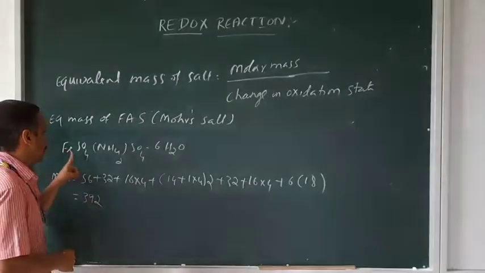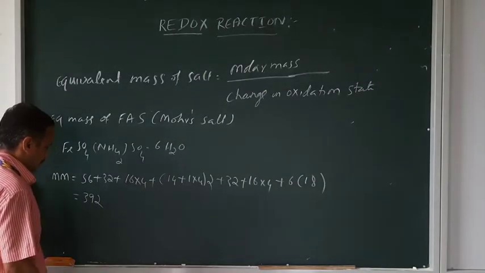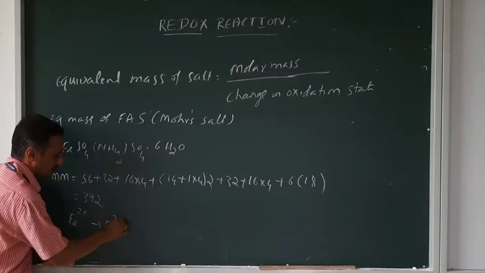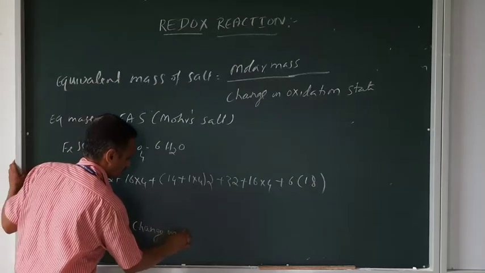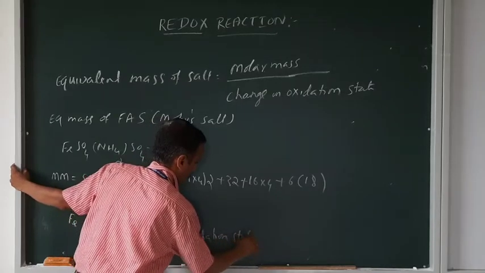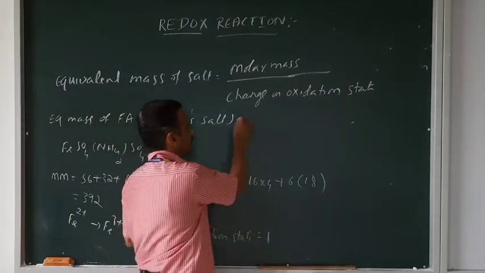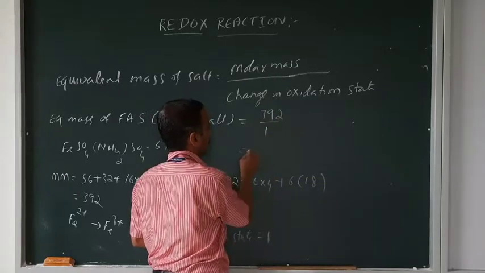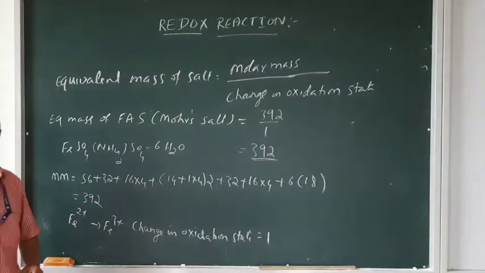During the reaction, ferrous sulfate will be converted to ferric sulfate. So, ferrous is in the plus 2 state, ferric is in the plus 3 state. So, change in oxidation state is 1 only. So, here equivalent mass of the ferrous ammonium sulfate is formula mass only, 392 by 1, which is equal to 392 only. This is how to calculate the equivalent mass.